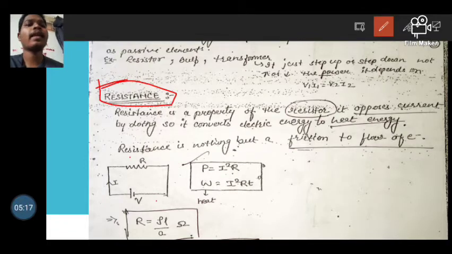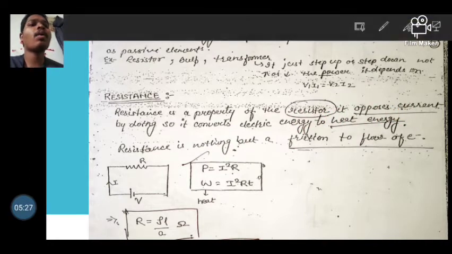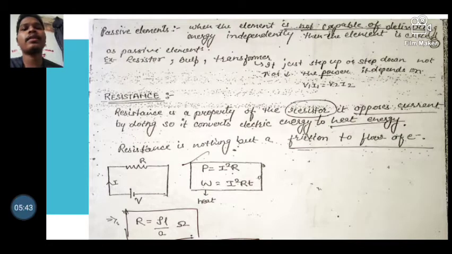So read this statement, then we will be able to understand all the concepts behind resistance. Resistance is the property of resistors. It opposes the flow of current, and by doing so it converts electrical energy into heat energy. Resistance is nothing but the friction of electrons, so it opposes the flow of electrons in the conductor.